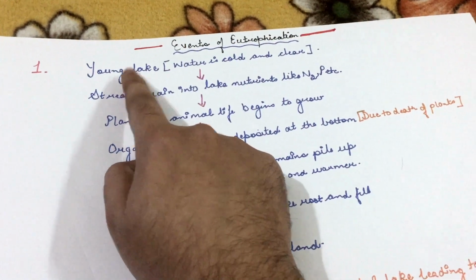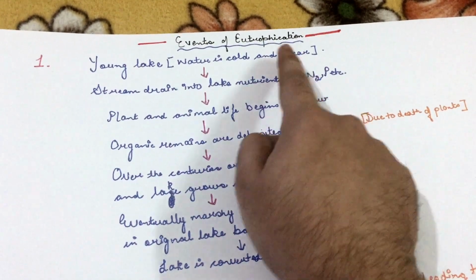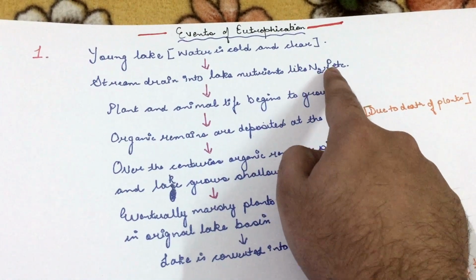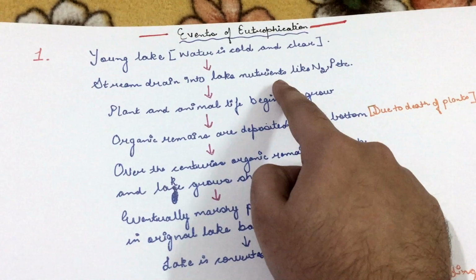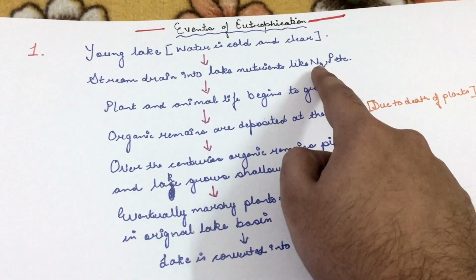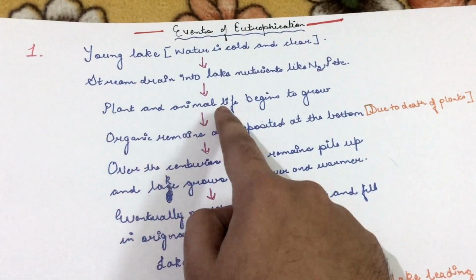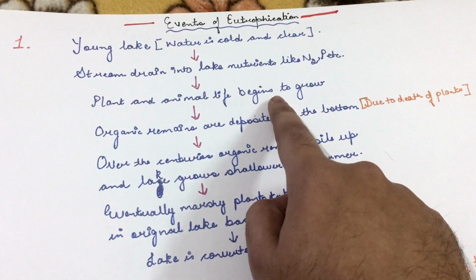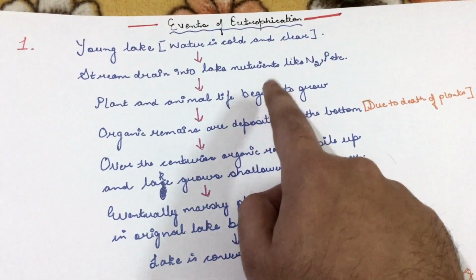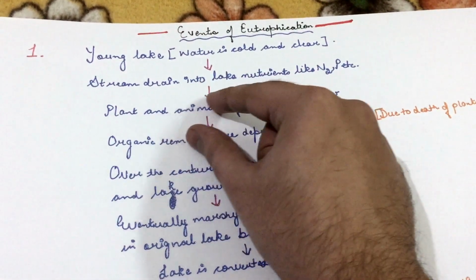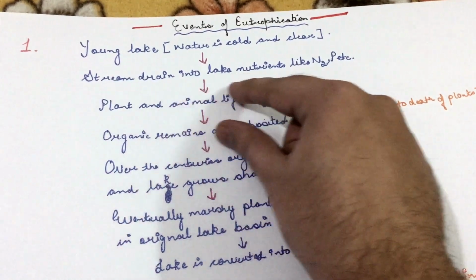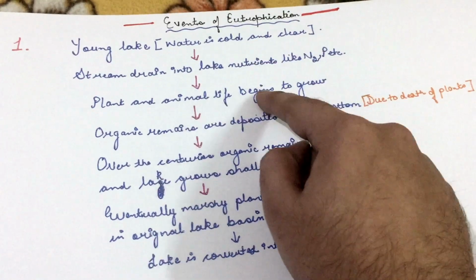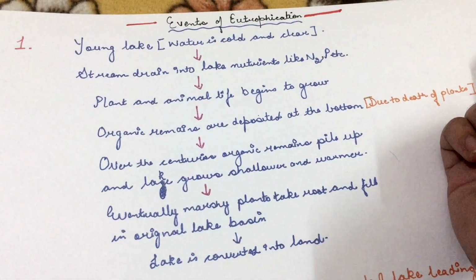So now let us look at the events of eutrophication. In a young lake, water is cold and clear. Now the industries will drain nutrients like nitrogen and phosphorus into that lake. Due to this, there would be nutrient enrichment of the water of the lake, and plant and animal life will begin to grow. Because of the nutrient enrichment, algal bloom will occur, and it will occupy the top position in the water body. This will block the sunlight from reaching the lake, and there would be death of aquatic plants and animals.